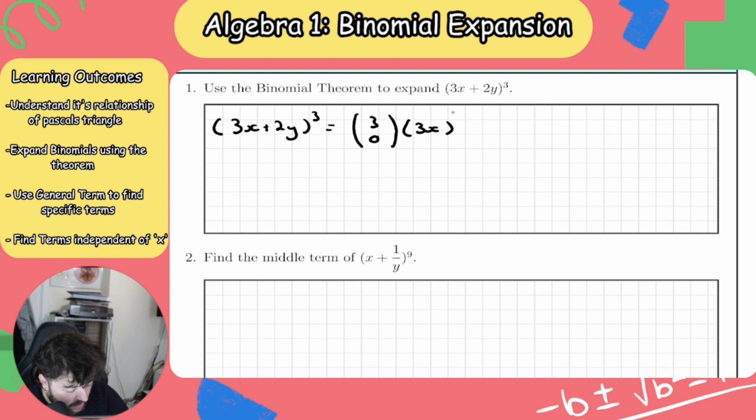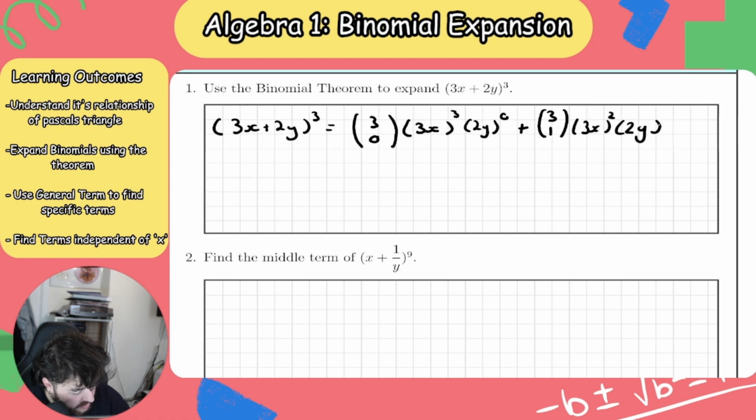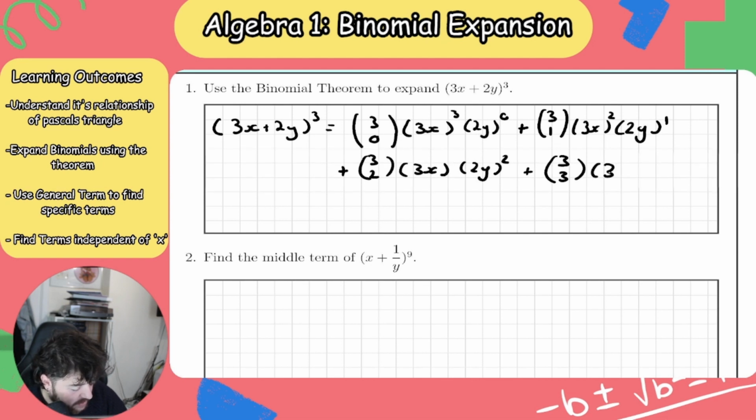3x to the power of 3 times 2y to the power of 0, plus 3 choose 1 times 3x to the power of 2 times 2y to the power of 1, plus 3 choose 2 times 3x to the power of 1 times 2y to the power of 2, plus 3 choose 3 times 3x to the power of 0 times 2y to the power of 3.